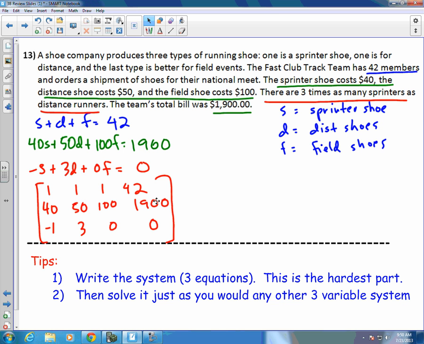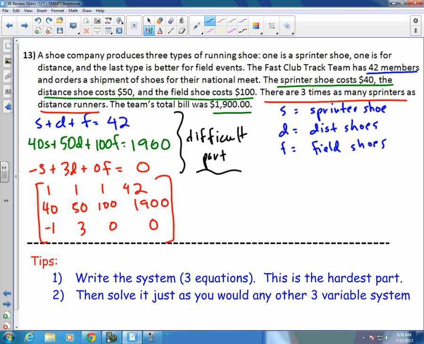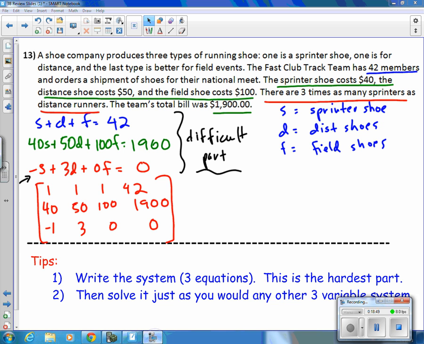Since we already did that, I'm going to let you do that on your own, because the hard part, again, was coming up with the equations. This is the difficult part. Actually, the first 2 equations, I didn't find that difficult. It's this last one that you really need to think about. If I have 3 times as many sprinters as distance runners, how does that equation play out? I hope this helps you with your review, and you ace this test.